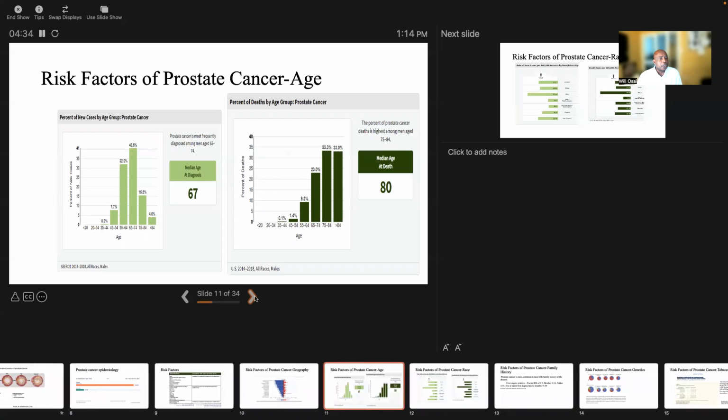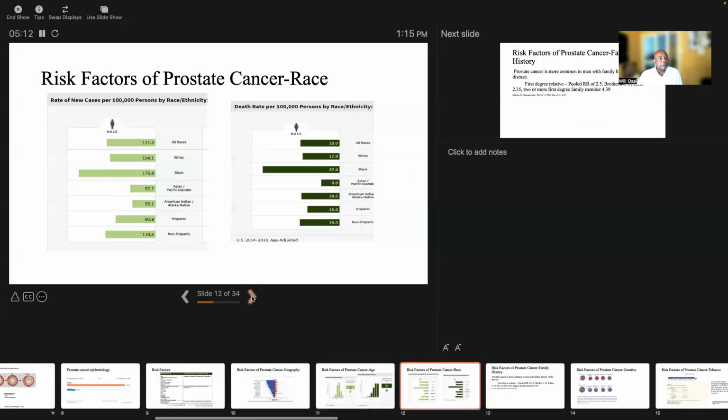Age is a risk factor, as you can see here. Men between age 65 and 74 have a higher rate of prostate cancer compared to men who are in the 40s. The median age for diagnosis of prostate cancer is 67. Correlated with that, because it's reasonable to expect that since more men are diagnosed at older age, more men at these older ages will die of prostate cancer as well. Median age at death of prostate cancer patients is 80.